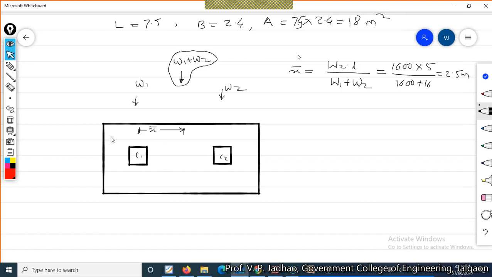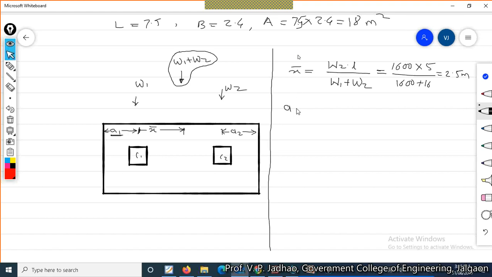Now we have to calculate the value of A1 and A2. Here A1 is the projection of this footing beyond the center of C1. This is considered as A1. And A2 is the projection of this footing beyond the center of this column C2. We already have the equations for A1 and A2.